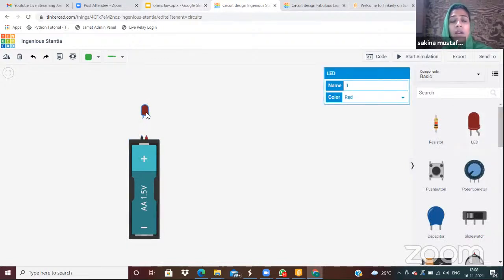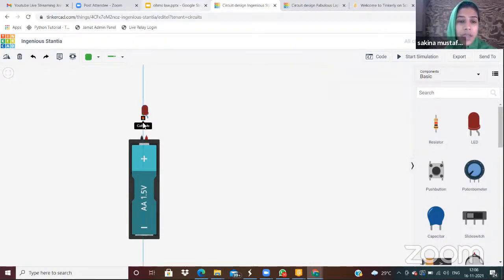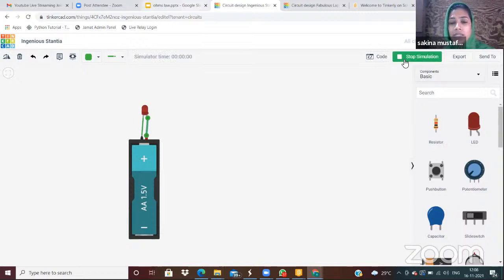Now, generally how do we connect it? My father told me there is a cathode which you have to connect to the negative terminal. So I'm just connecting the cathode to the negative and the anode to the positive. Okay, so what has happened here? These are my wires. These are my conducting wires. So the electric current is flowing. So I will just click on start simulation. And you can see the light is blinking.